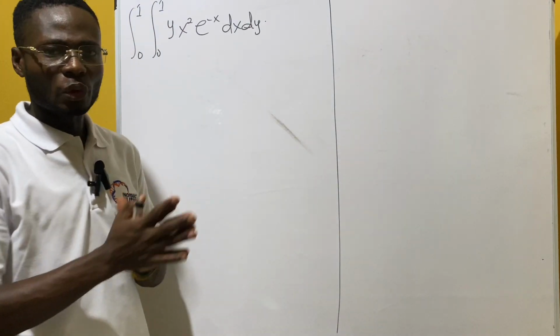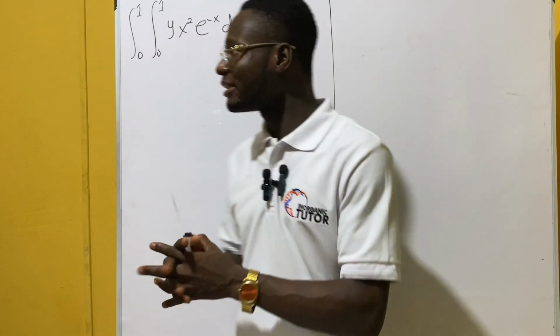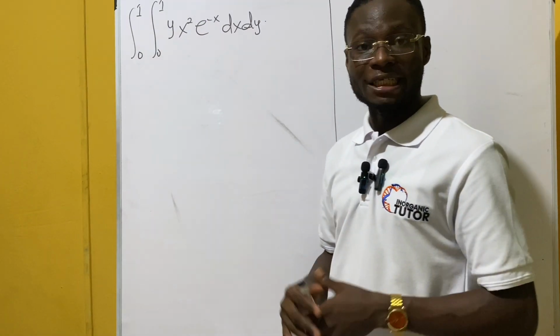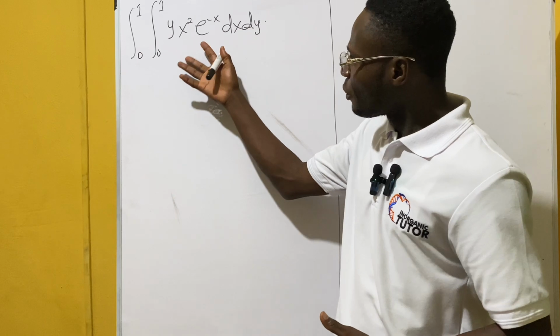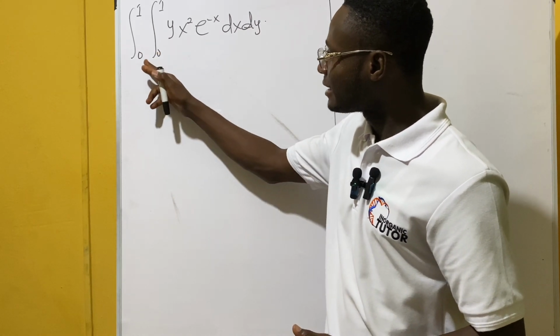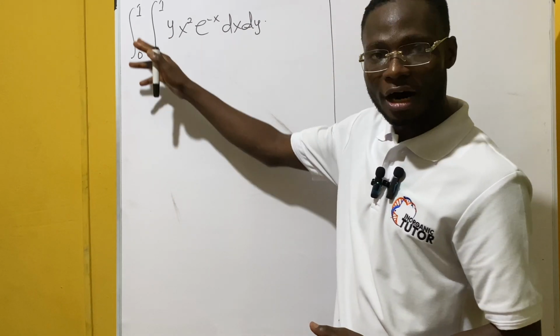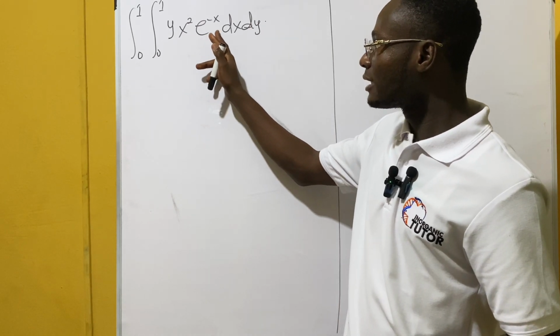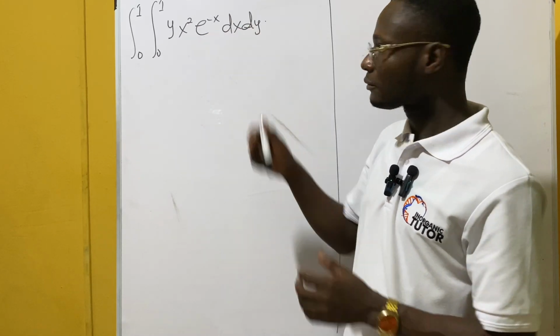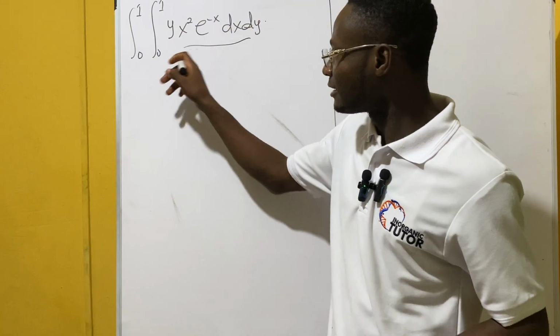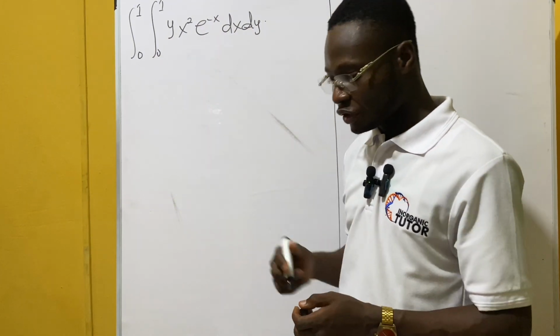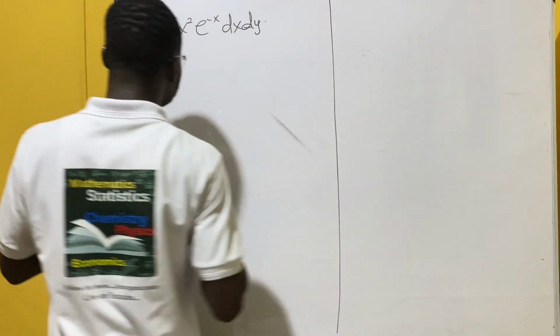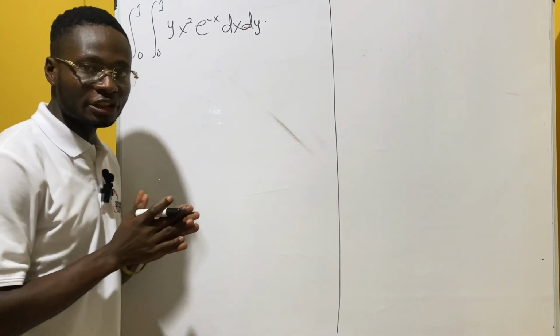This video, we want to look at how we can evaluate this double integral. We have the same limits from this to that: the integral of y times x squared e power negative x dx dy. This is in order, so we integrate the inner function first.